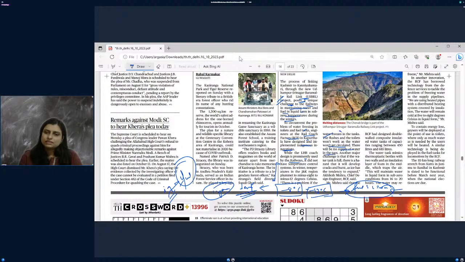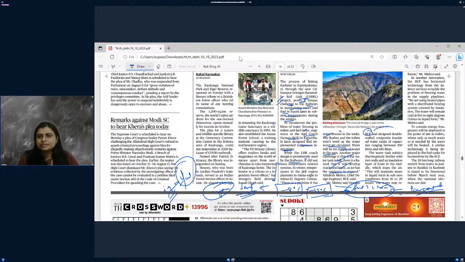Another major challenge is that if the water tank is full, there is a hazard that it will develop cracks and burst, as ice has the tendency to expand. Now, if you have studied it in physics during school days, then you must have heard about ice expansion. That means when the water freezes, there is a very high possibility of damage to the tank.